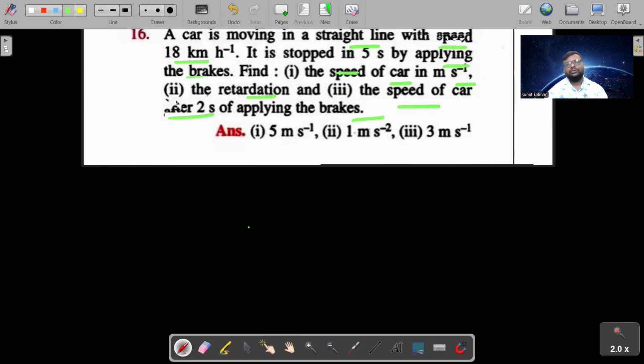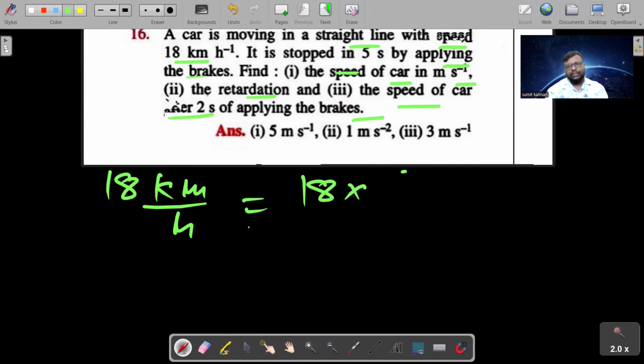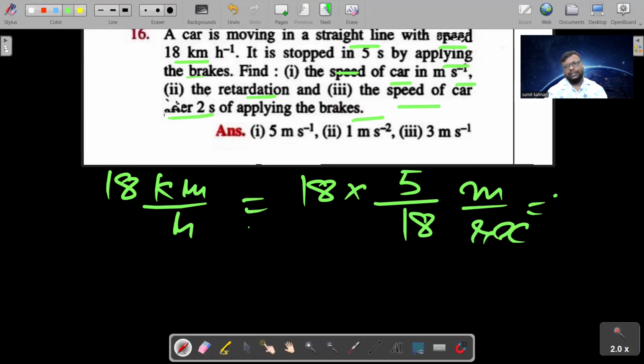So first, you have to calculate the speed of the car in meter per second. Speed is given in kilometer per hour. So in meter per second, what will you do? 18 kilometer per hour, if you convert to meter per second, you will multiply by 5 upon 18. So it will be 5 meter per second. This is the answer.